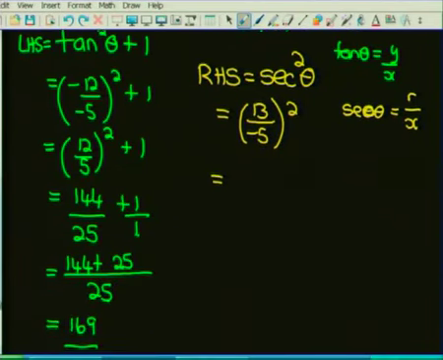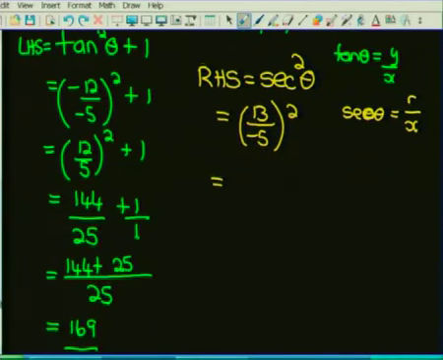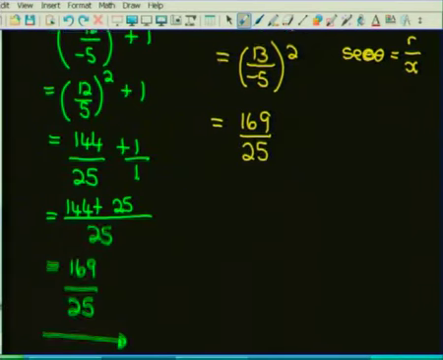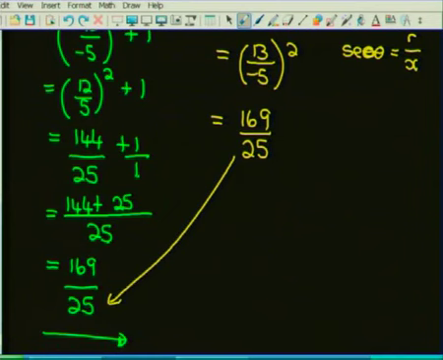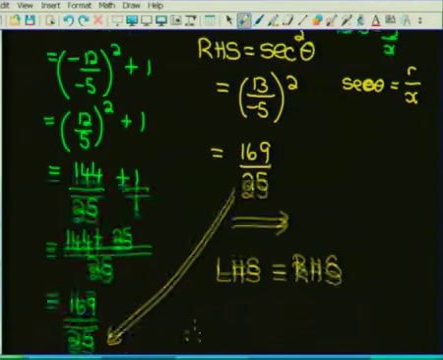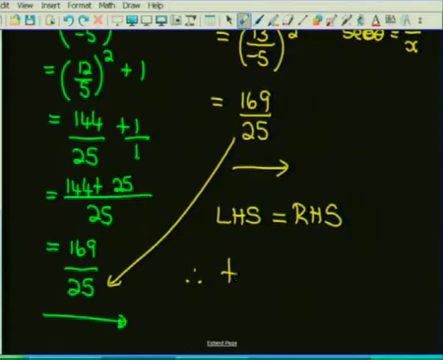A negative squared makes a positive, but you could do it individually, so we could say 13 times 13 is 169, and minus 5 times minus 5 is going to be plus 25. And the moment we do that, we see, hang on a moment, look at that. The left-hand side equals the right-hand side. And therefore, we can conclude that tan squared theta plus 1 is equal to sec squared theta. And that's the end of it.